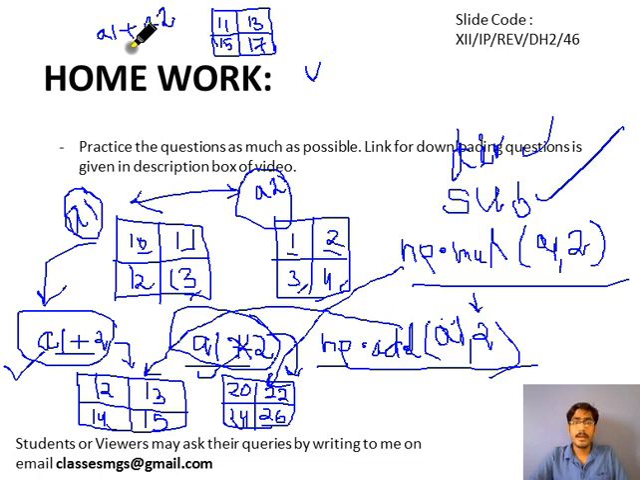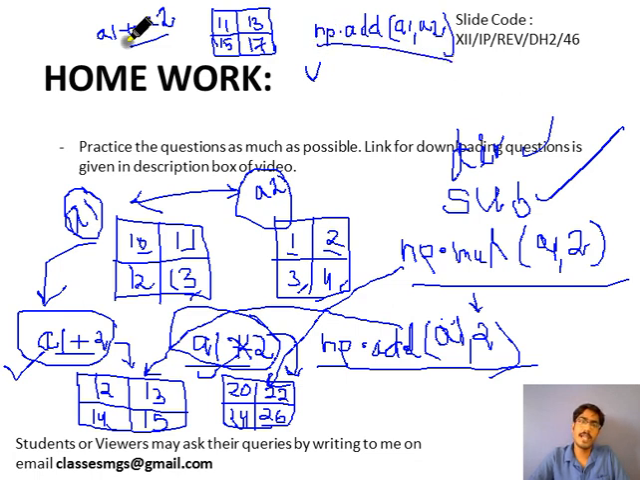You can also use the np.add method similarly to perform this addition. Then you will write a1 comma a2, this way. So these two lines are similar. Okay, so these are some methods I wanted to discuss with you.